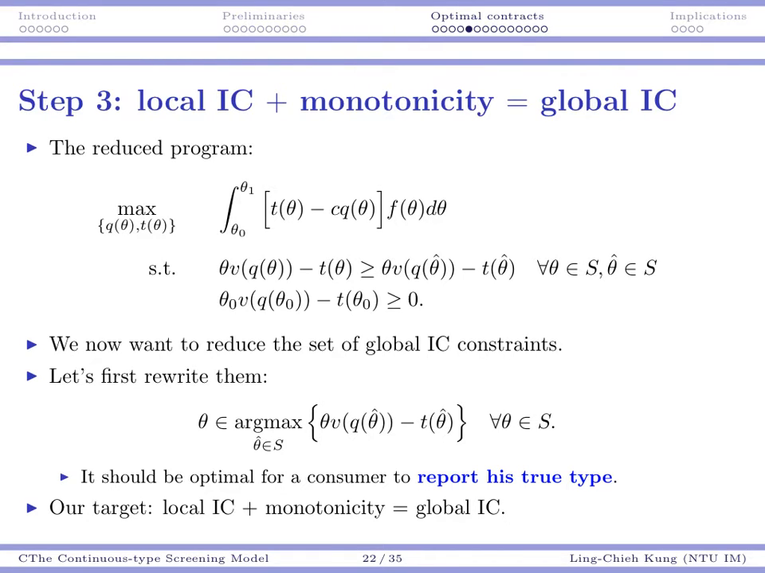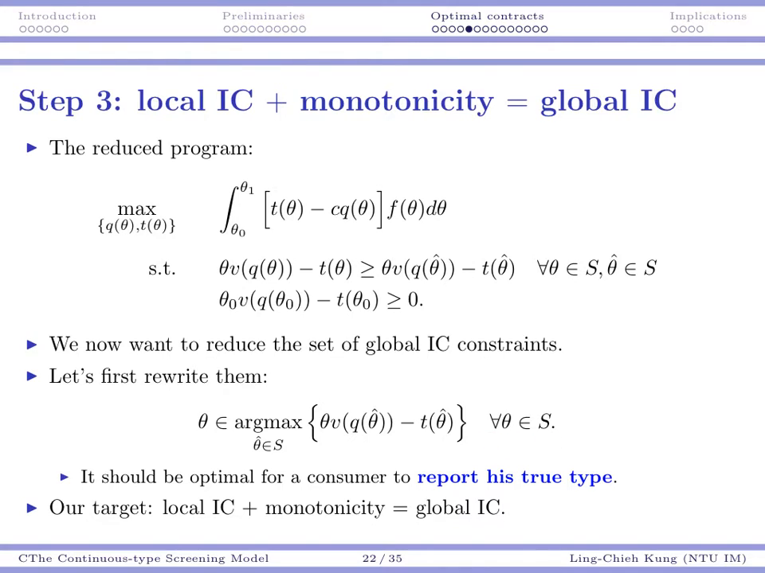And our eventual goal would be to show that the set of global IC constraints can be replaced by the set of local IC constraints plus monotonicity. Okay, so let's try to do it. First, let me formalize what we mean by global IC constraints. This is our global IC, right? Let's rewrite it in another way.